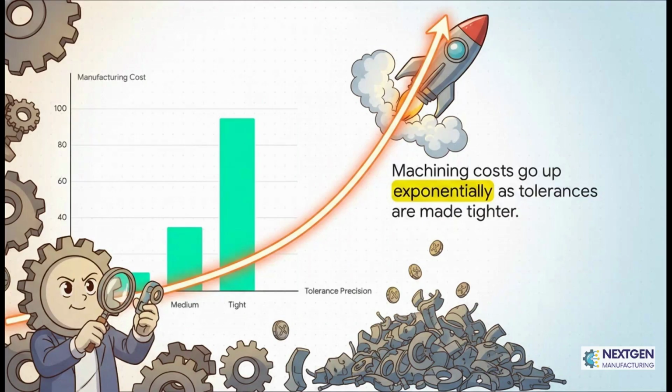I mean, this chart says everything you need to know. The relationship between how tight your tolerance is and how much it costs isn't a straight line. It's exponential. The more precision you demand, the cost doesn't just go up, it skyrockets. You're suddenly paying for better machines, more skilled people, and a way higher scrap rate.